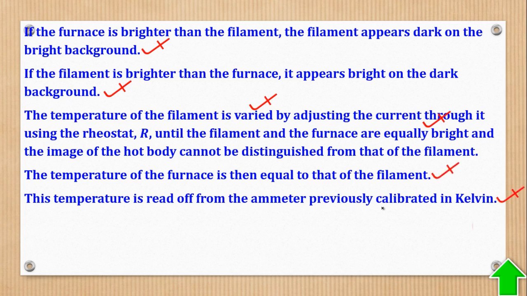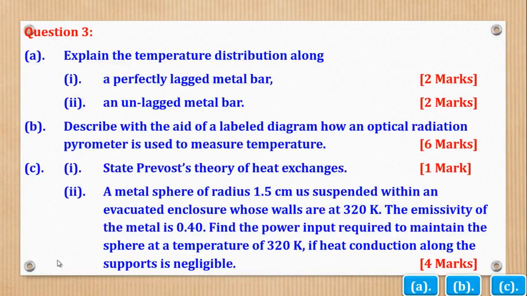In that way, the temperature of the hot body will have been obtained, and that's how the marks would be awarded. Now we shall go to part C, Roman 1. C Roman 1 says: state Prevost's theory of heat exchange.